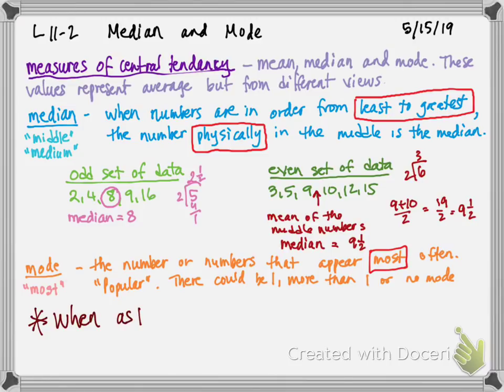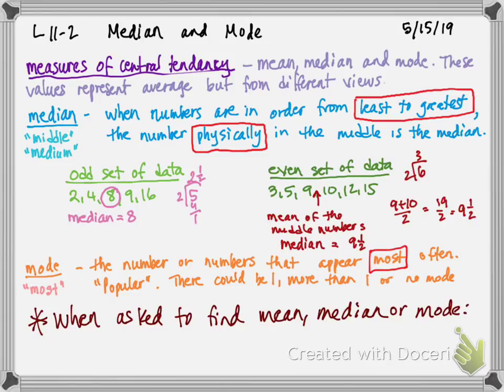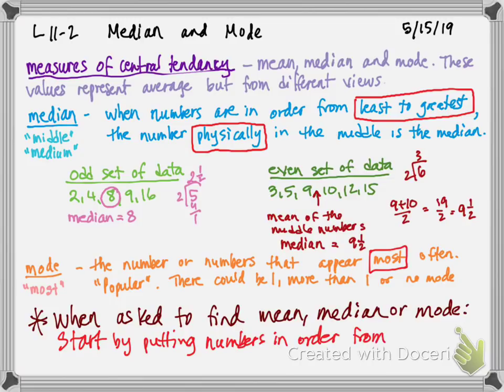So, bottom line is, when asked to find mean, median, or mode, start by putting numbers in order from least to greatest.